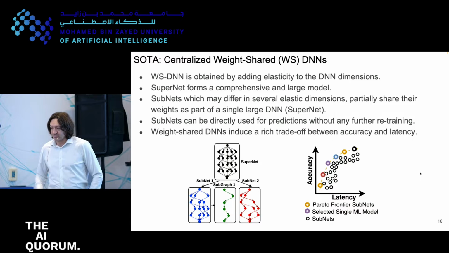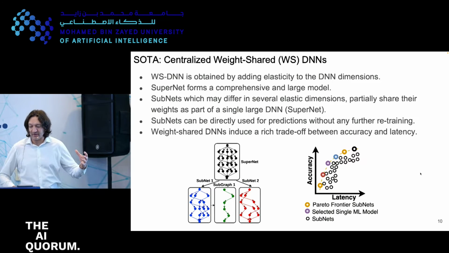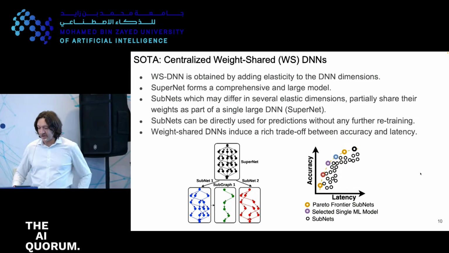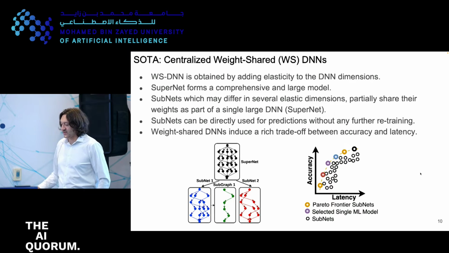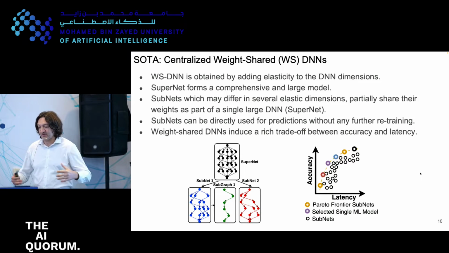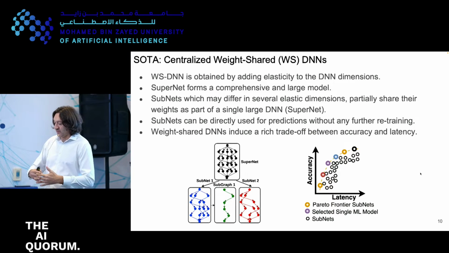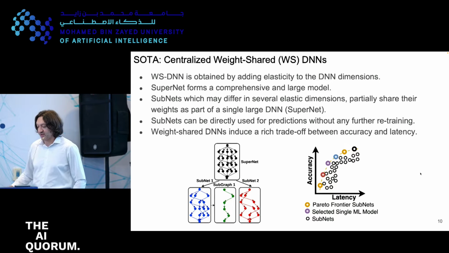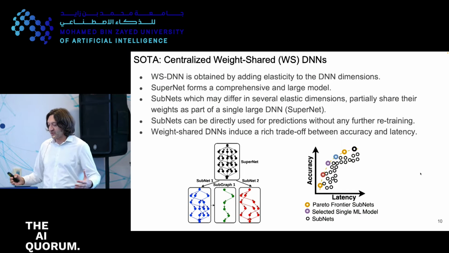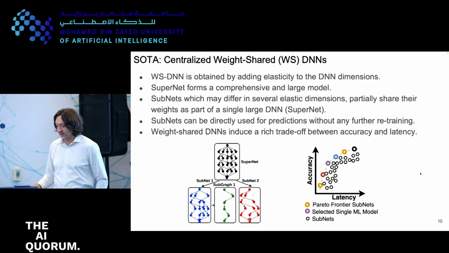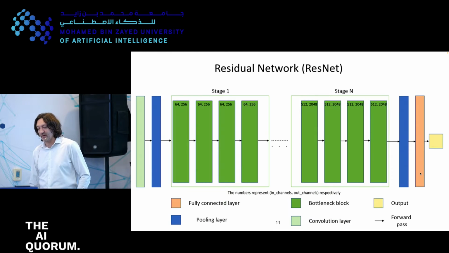Okay, so as I mentioned, state-of-the-art is centralized weight-shared DNNs. Weight-shared DNNs are obtained by adding elasticity to the DNN dimensions. The supernet forms a comprehensive and large model, and then subnetworks differ in several elastic dimensions. They partially share their weights, and they can be directly used for predictions without any further retraining. So that last part is very important. And the weight-shared DNNs include a rich trade-off space between accuracy and latency, which is what we wanted initially based on our initial set of motivation slides, right?